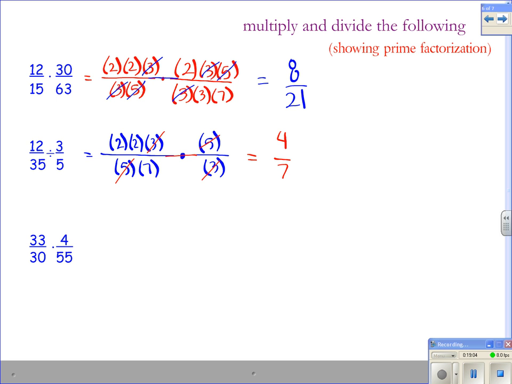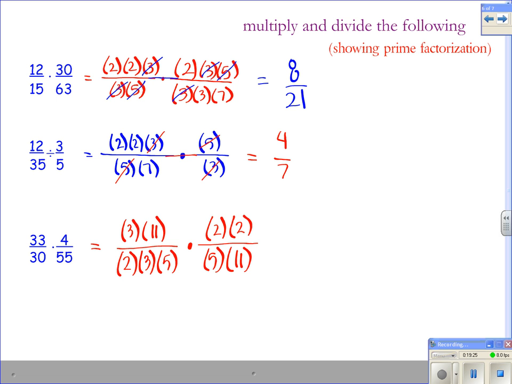This one? Do we flip anything? No. So we're just going to multiply straight across with our prime factors. All right. 11. 3s are gone. 2s are gone. 11s are gone. Over what? Any questions on multiplying and dividing?